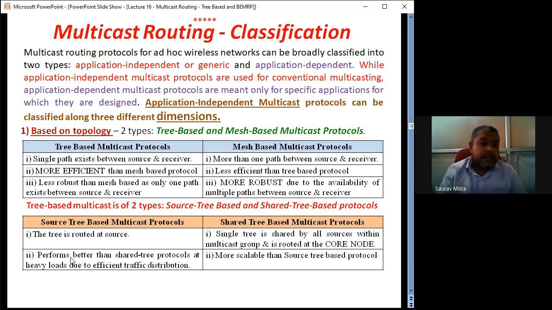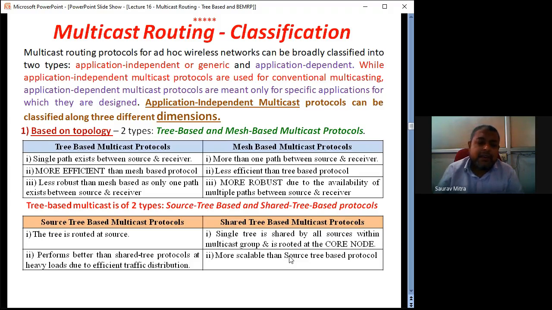Source tree-based performs better than shared tree-based protocol under heavy loads due to efficient traffic distribution. But shared tree-based is more scalable than source tree-based. So their advantages are compared. Source tree-based multicast protocol can perform better even if there is a heavy load, but if scalability is needed, that means the network is very big, in that case we can use shared tree-based multicast routing protocol.